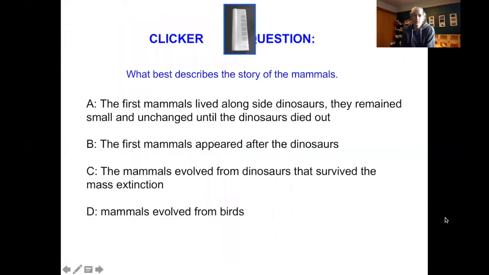So, just to make sure everyone's up to speed, we'll do a fake clicker question. Which of these options best describes the story of the mammals? A, the first mammals lived alongside the dinosaurs. They remained small and unchanged until the dinosaurs died out. B, the first mammals appeared after the dinosaurs. C, the mammals evolved from dinosaurs that survived the mass extinction. D, mammals evolved from birds. I'll give you 10 seconds on that one.